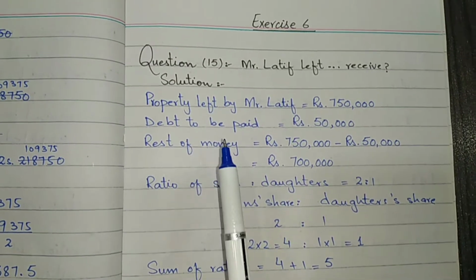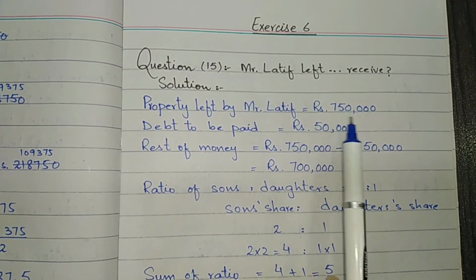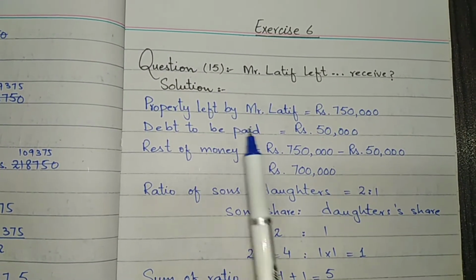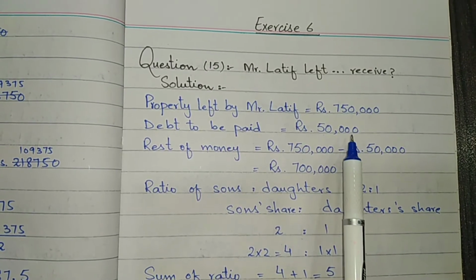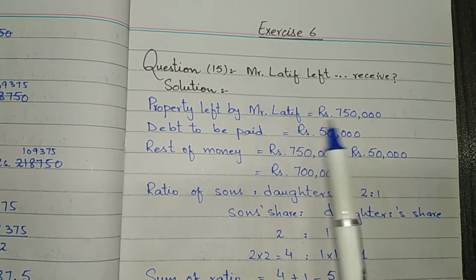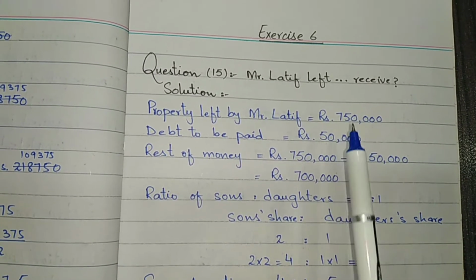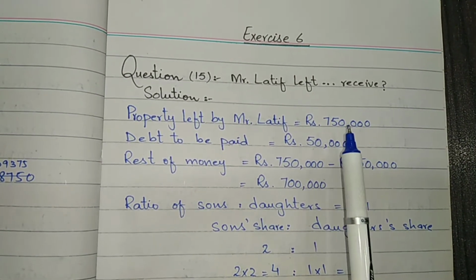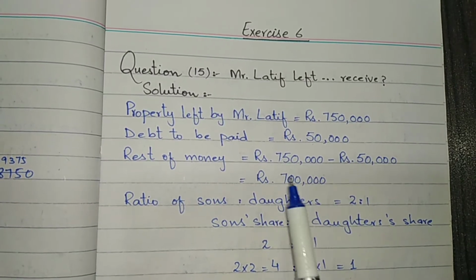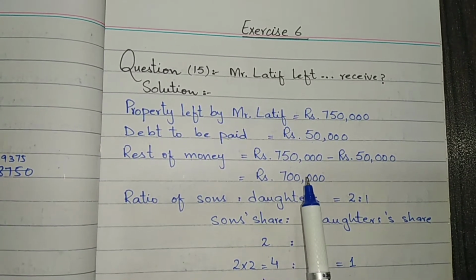So students, property left by Mr. Latif is equal to rupees 7,50,000. Debt to be paid is equal to rupees 50,000. So we have to find the rest of the money. First of all, the debt owed by the person has to be paid from the total amount. So we have to subtract the debt from the total amount. So we get rupees 7 lakh after subtraction.